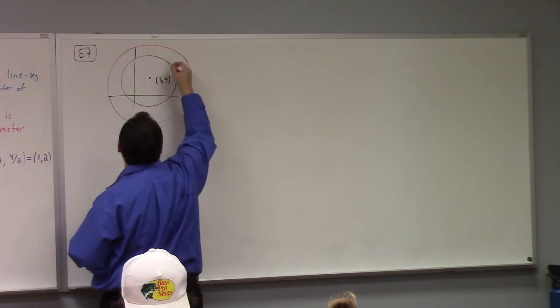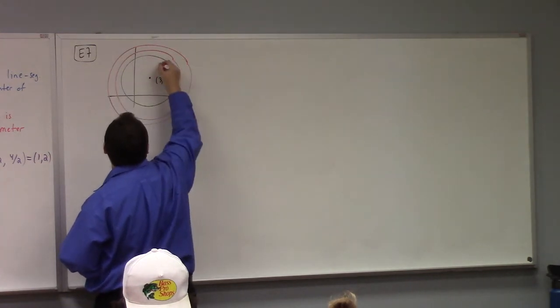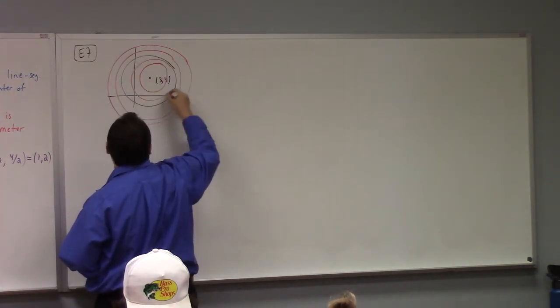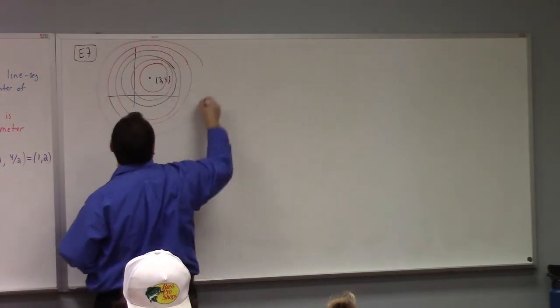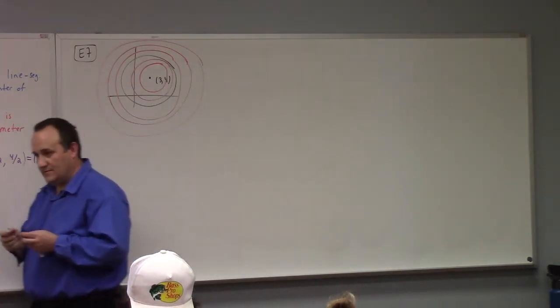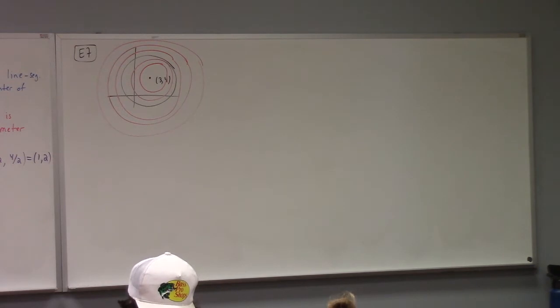This is a circle with center 3, 4. This is a circle with center 3, 4. I mean, we could be here all day. There's infinitely many circles with the center 3, 4, but there's only one that goes through the origin.